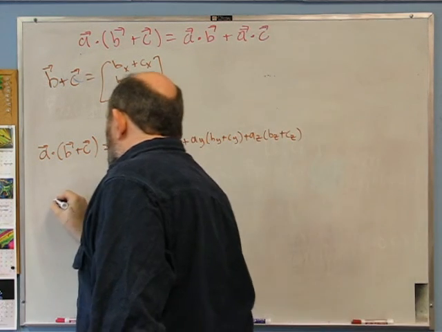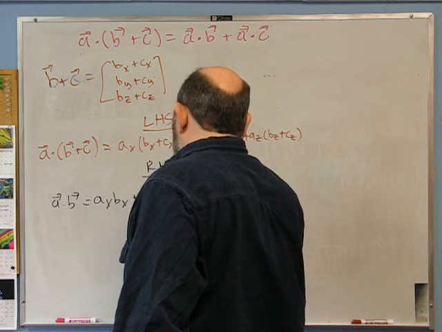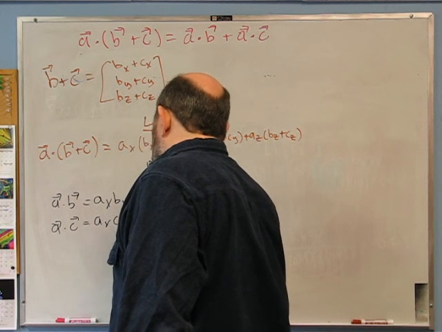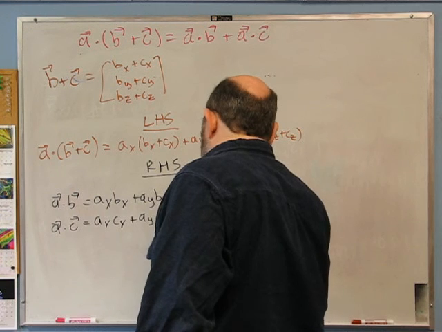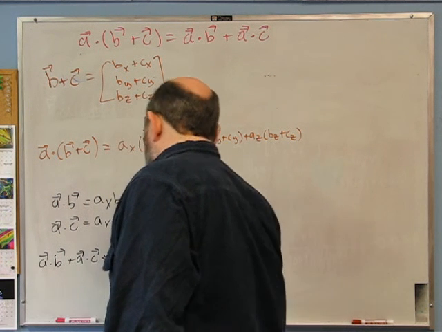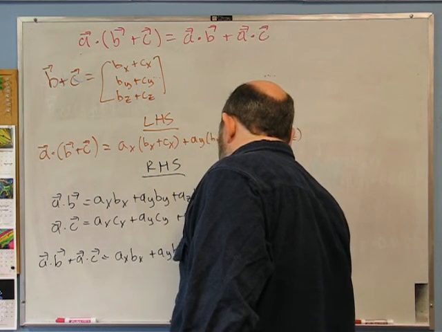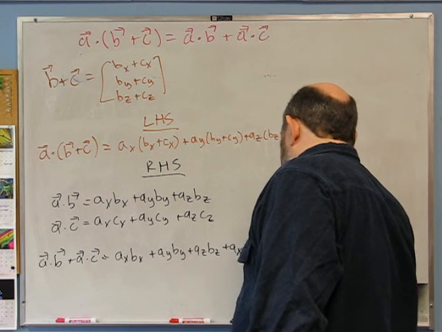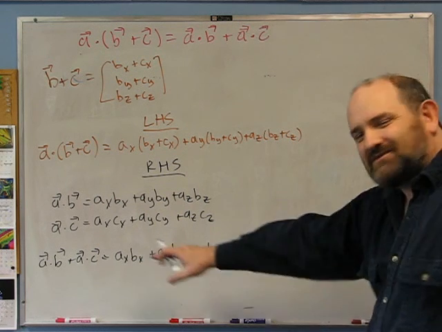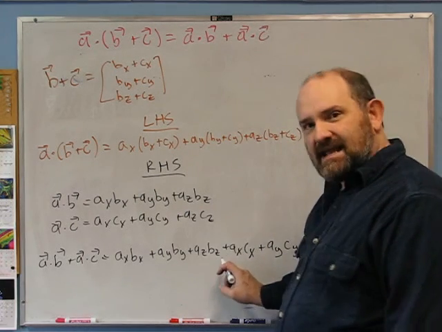So I need to get A dot B. A dot B is equal to AxBx plus AyBy plus AzBz. And A dot C is equal to AxCx plus AyCy plus AzCz. And so therefore, this is going to be long, A dot B plus A dot C is equal to, here it comes, AxBx plus AyBy plus AzBz plus AxCx plus AyCy plus AzCz. Okay. See, sometimes you have to write long things. It's not bad. It's not hard. It's just long. Now, notice here, this is not self-evidently the same as this.